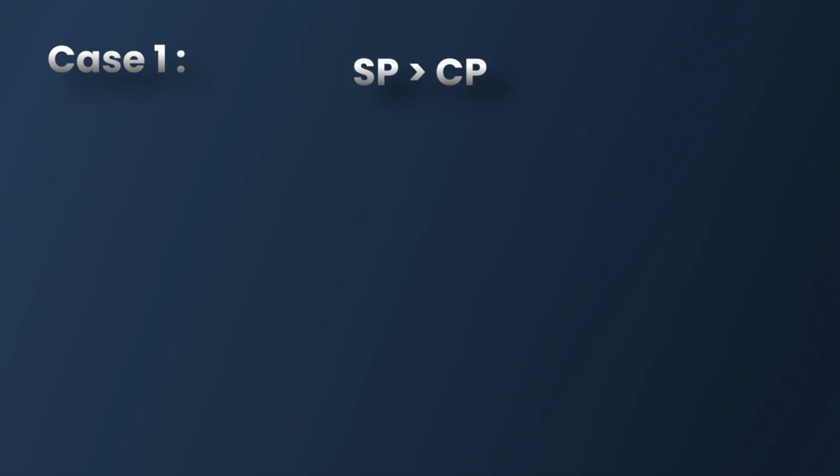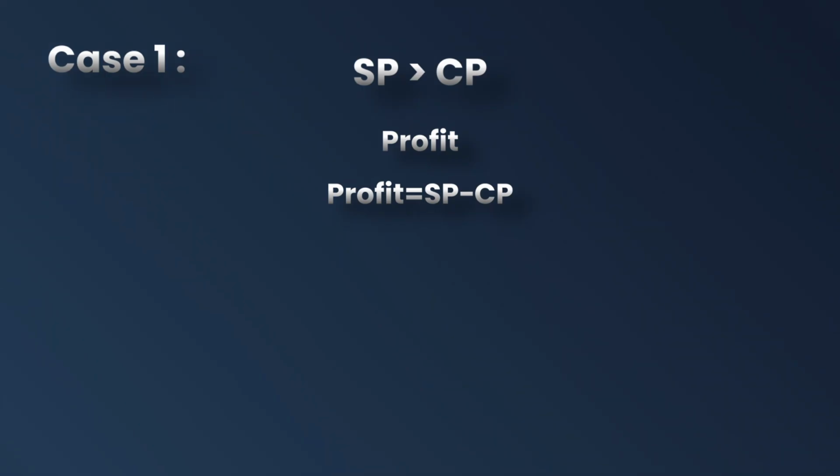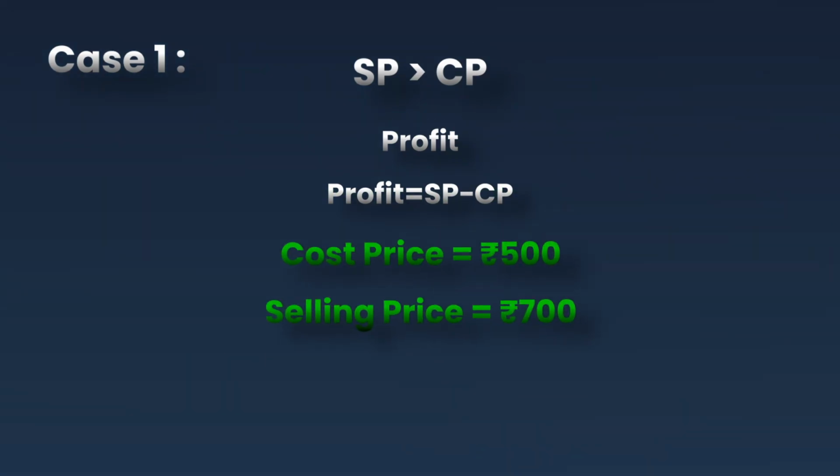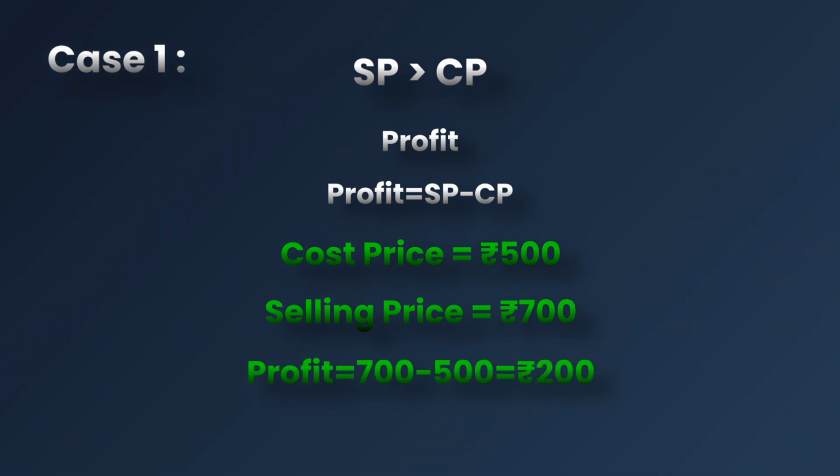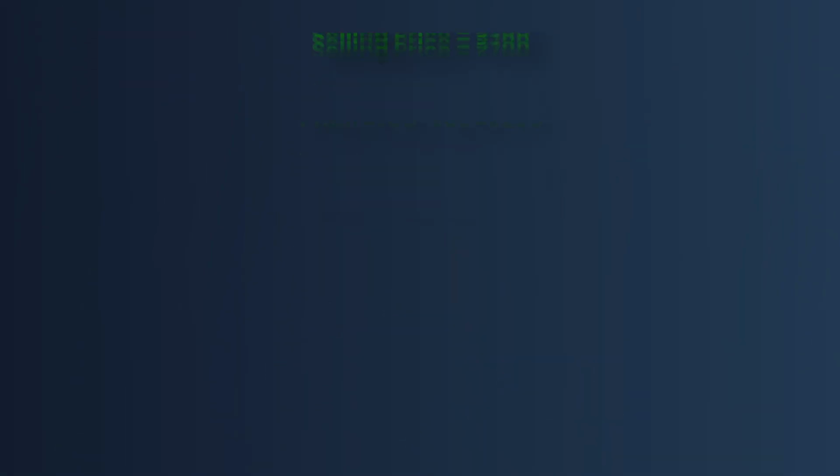Case 1. If selling price is greater than cost price, the product is sold for more money than it was bought. So the seller earns profit. This is called profit. Profit equals selling price minus cost price. For example, let us take cost price as 500 and selling price as 700. The profit will be 700 minus 500, that is 200 rupees.